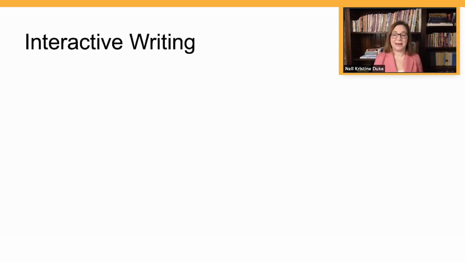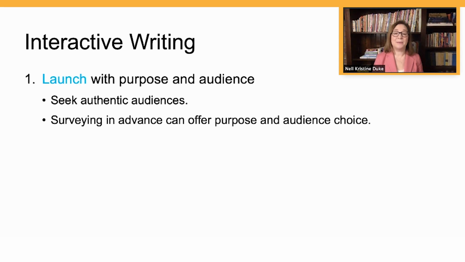So in that interactive writing lesson, you saw several steps. You saw me launch with a purpose and an audience for the writing. And here we want to seek authentic audiences, people who actually want or need or would appreciate what's being written, and to have a real purpose, a real world purpose for the writing. If you want to offer children choice about what they do in their interactive writing context, a good way to do that is to survey or interview them ahead of time. You can do this with the whole class and offer a few different purposes and audiences for interactive writing, see which one each child prefers, and then group them accordingly.